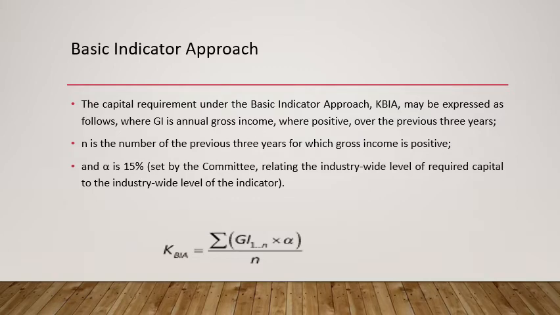So what does it mean? It means that if the average gross income of a bank was, say, 100 for the last 3 years and it was a positive number, 100 multiplied by 15% will give me a capital requirement of 15. So it was very simple. Let me repeat the steps for you. Step 1, get the gross annual income of the last 3 years. Now average it out, multiply it with 15% and arrive at the capital requirement. So this was the basic indicator approach.